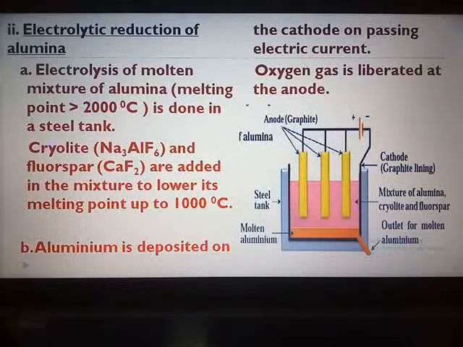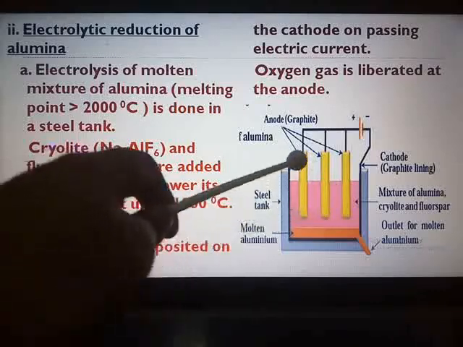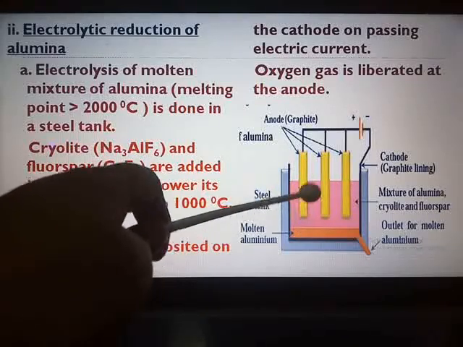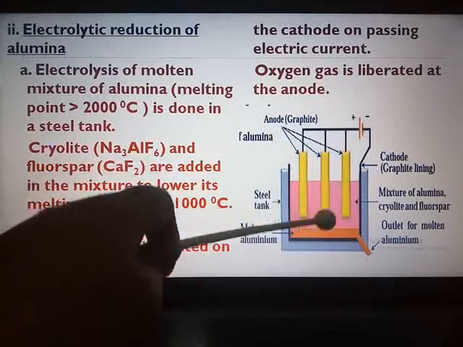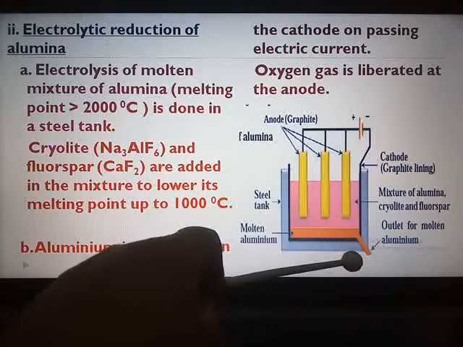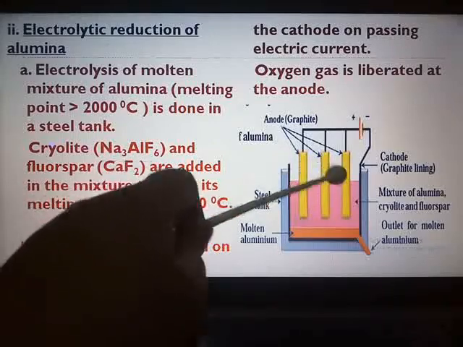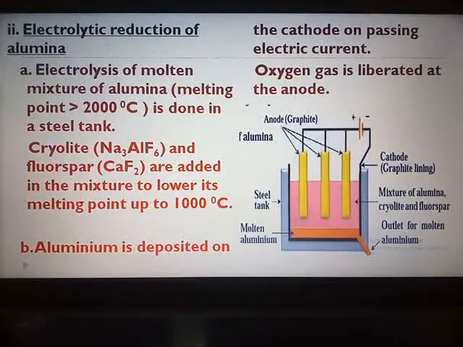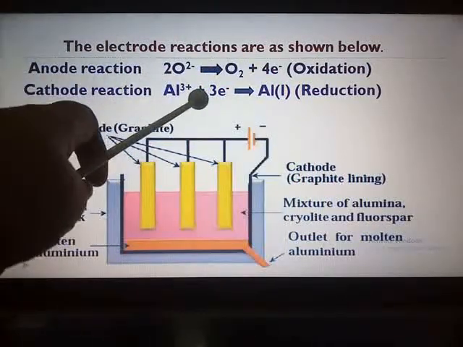Now molten aluminium is heavier than the electrolyte, like a precipitate. So it is heavier than this electrolyte. So where it will get settled? It will be collected at the bottom of the tank, and from there the aluminium is taken out from time to time, whereas you will see that the oxygen gas is liberated at the anode, means on these graphite rods. Let us see the electrode reactions, anode reaction and cathode reaction.